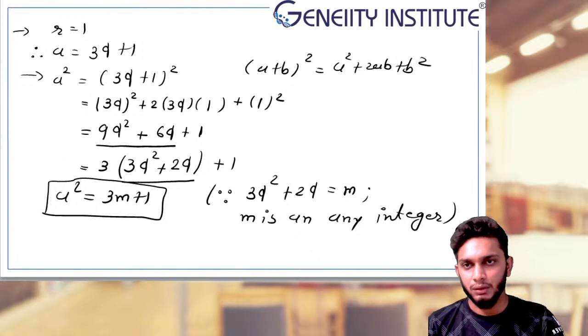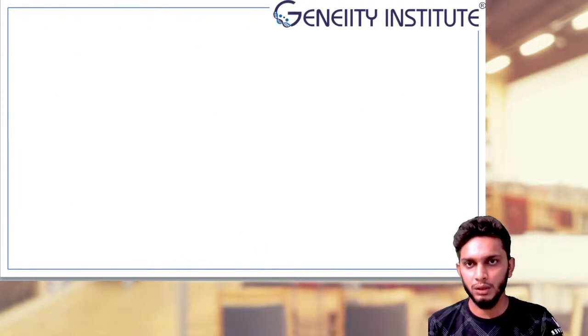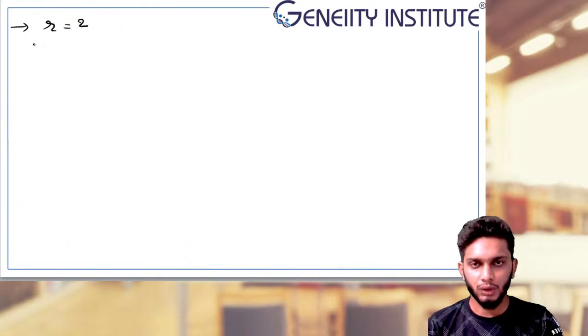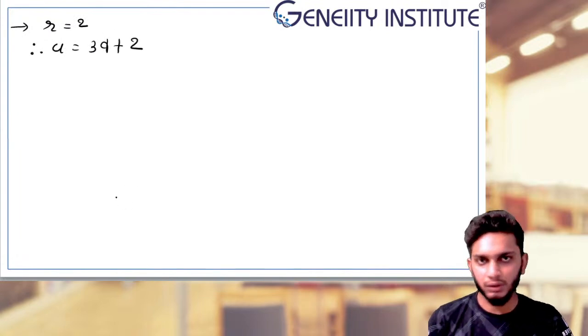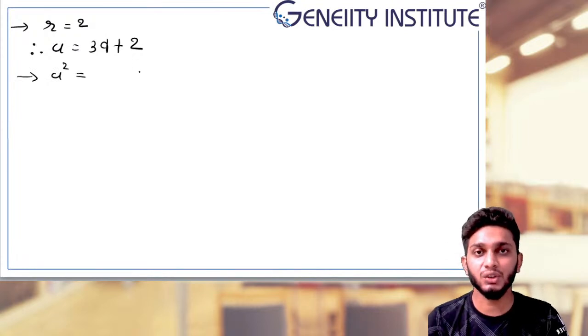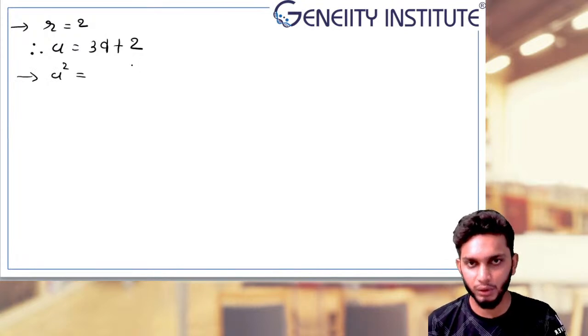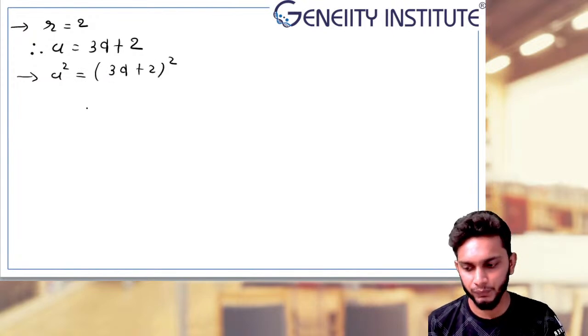Now next, we had r equal to 0, then 1, and now 2. So r is equal to 2. Therefore a is equal to 3q plus 2. Now take a square, because we want to find the square of a positive number. So a square is equal to (3q + 2) all square.